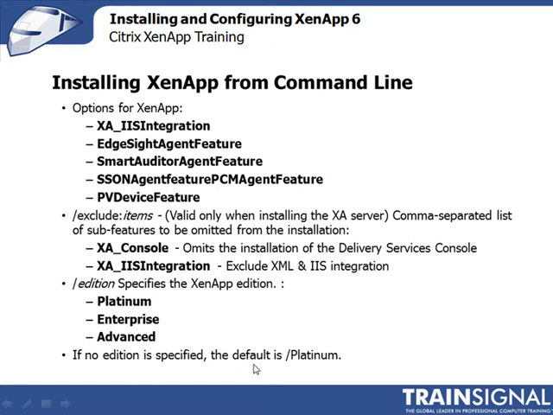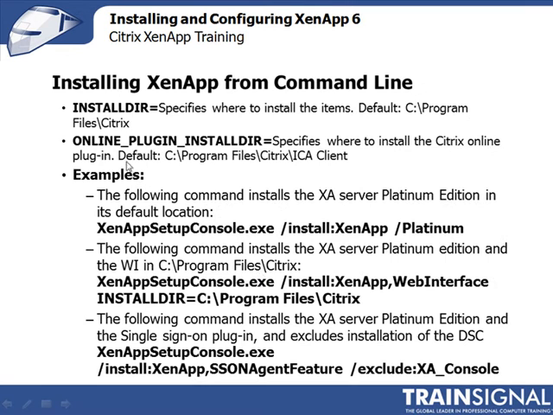Now, by default, if you don't specify which edition of XenApp you want to install, it's automatically going to assume that you want to install the Platinum Edition. Otherwise, you have the option of selecting which edition you want to install, for example, Platinum, Enterprise, or Advanced. Now, some other things here to consider. If you don't specify the install directory, it's going to just install in the default directory. If you want to have a specific path to a directory, then obviously you would use install dir equals and put that directory in there. If you want to install the plugin in a different directory, again, you would have to use online plugin, etc., and just specify.